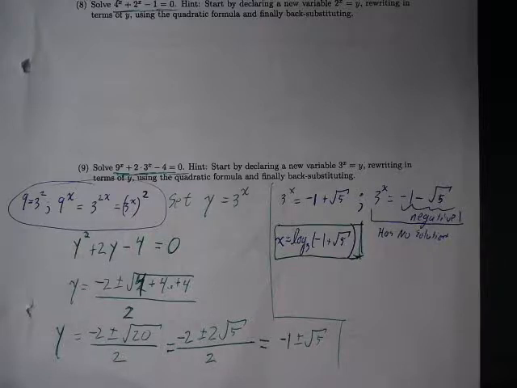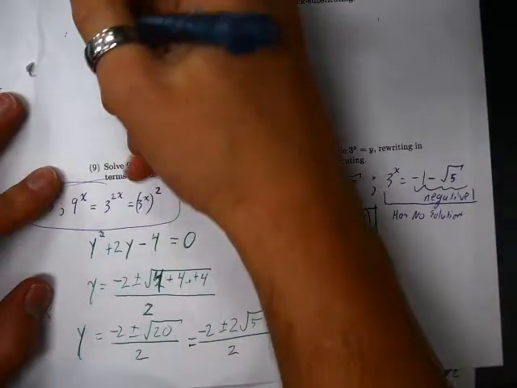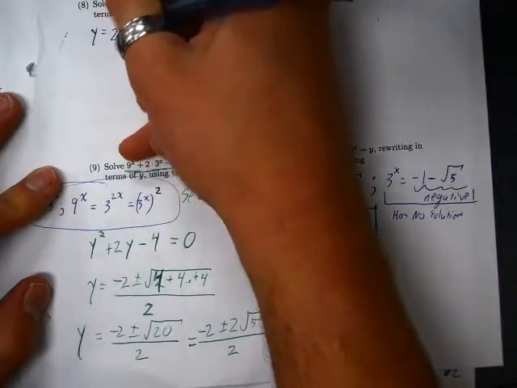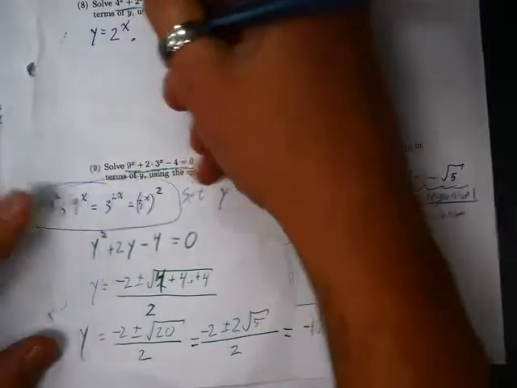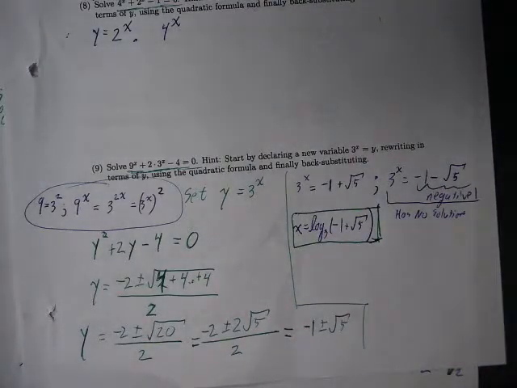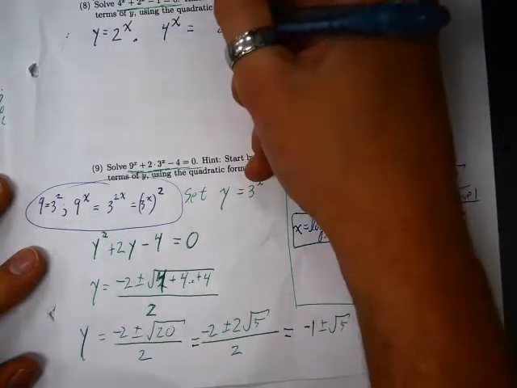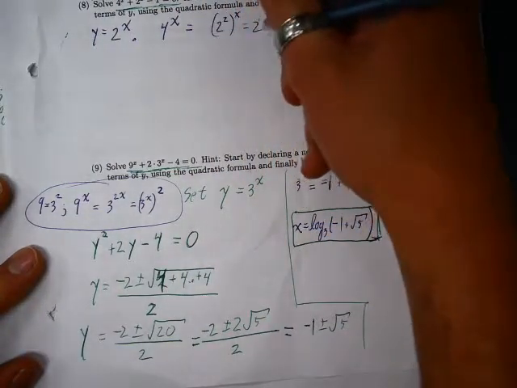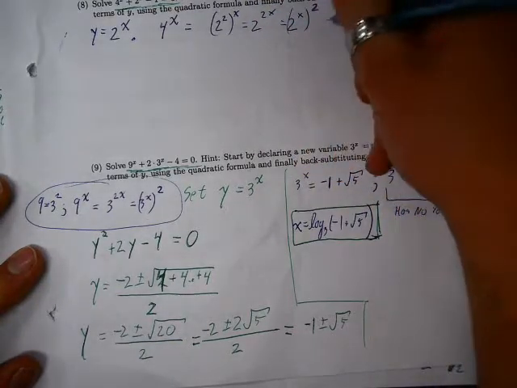I won't do item 8, but instead, let's just make the substitution. What seems like a good substitution to make in that problem? 2 to the x. Let's give that a new name. I'll call it y. So if y is 2 to the x, how can you express 4 to the x in terms of 2 to the x? It's y squared, because 4 to the x is 2 squared to the x, the same thing as 2 to the 2x, the same thing as 2 to the x squared, y squared.